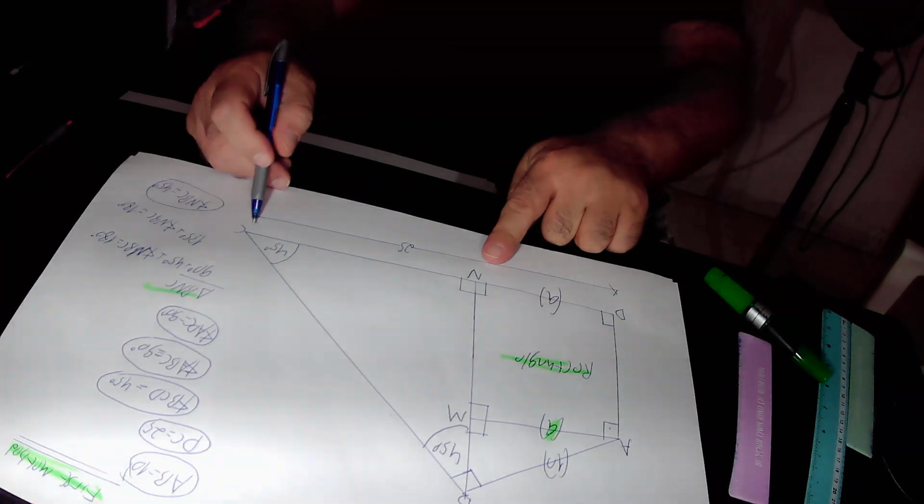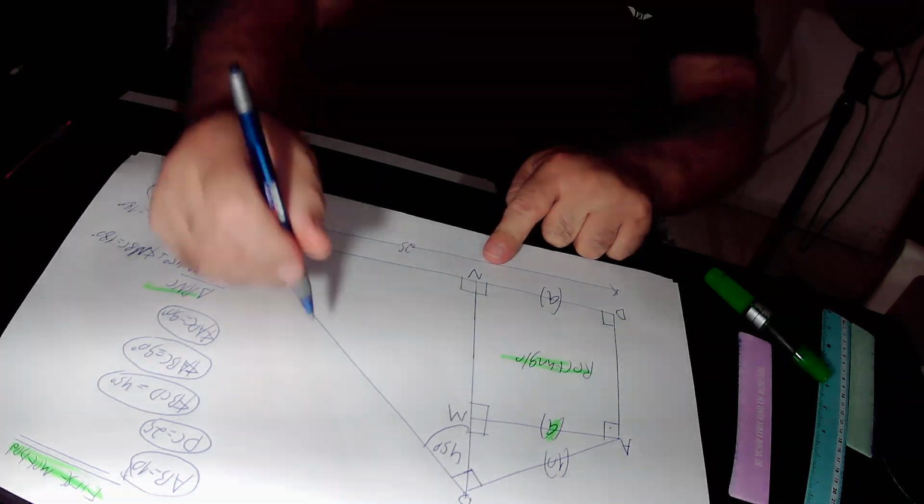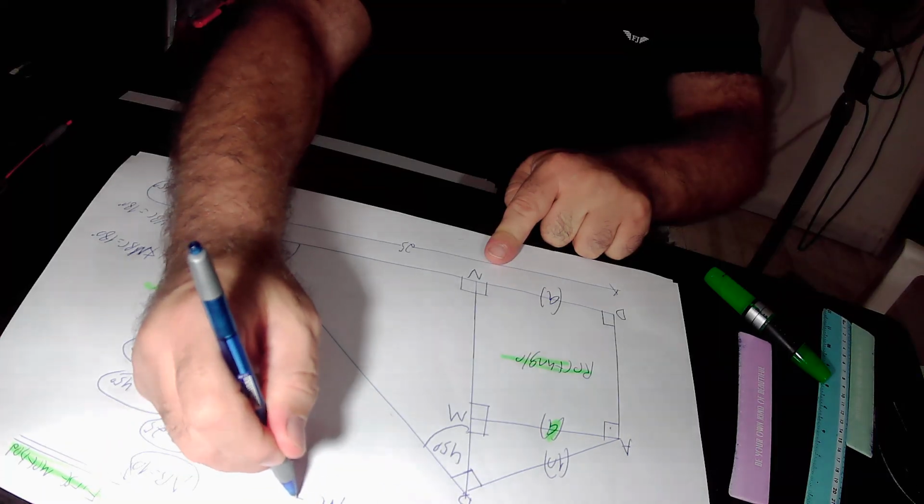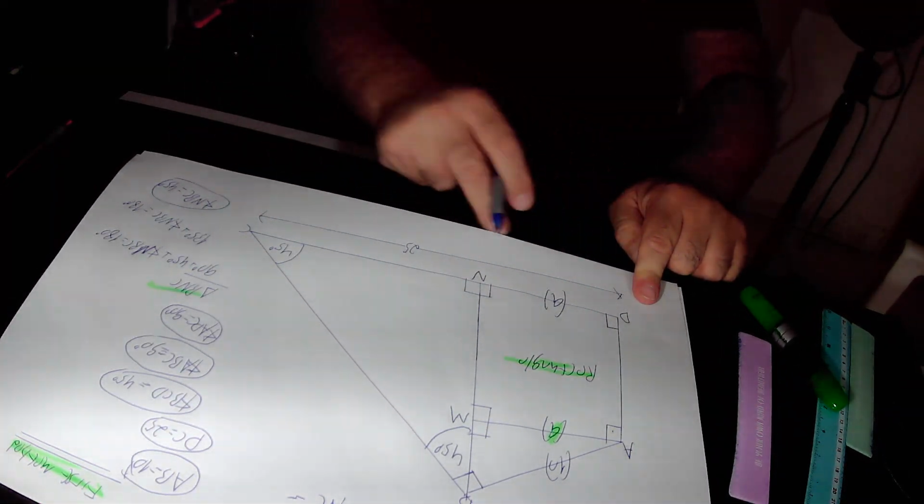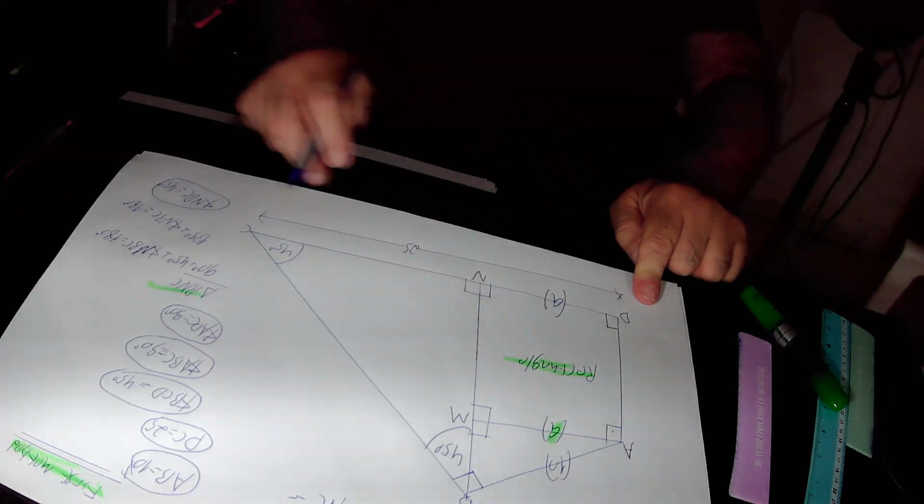What is the length of NC? NC, from the drawing it is very easy to see that NC equals DC minus DN. Again, DC minus DN equals NC.